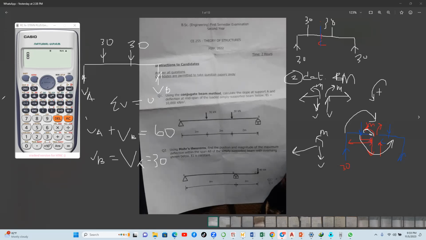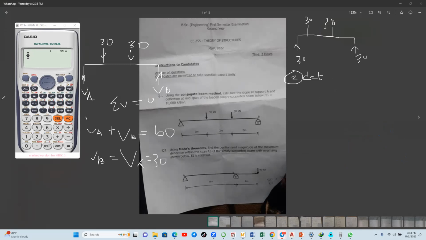Okay. So let me just take you back a bit. What we are going to do is to determine the bending moment at various points. So at 30, you can label here. Here is A. The far end is B.